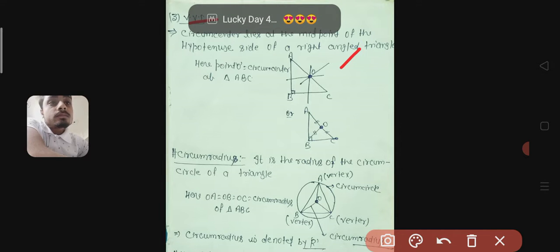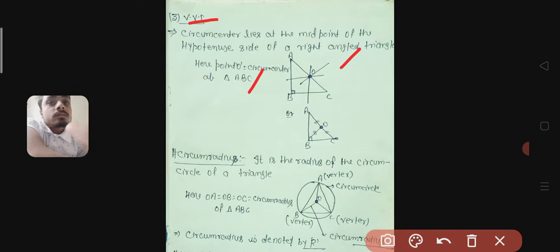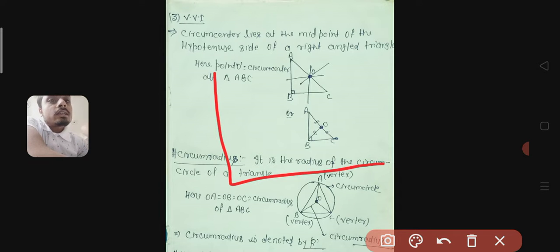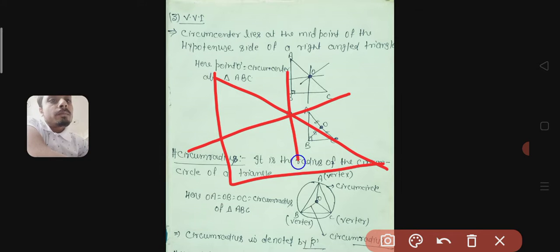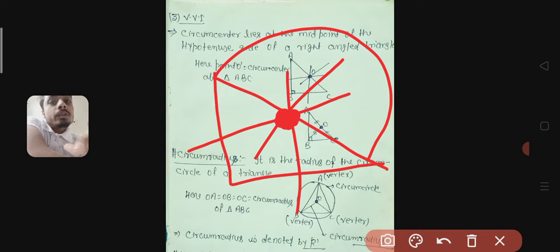Circumcenter of a right angle triangle. What is the circumcenter of a right angle triangle? If you draw a right angle triangle and draw the perpendicular bisectors, then the intersection point of all three perpendicular bisectors is the midpoint of the hypotenuse.